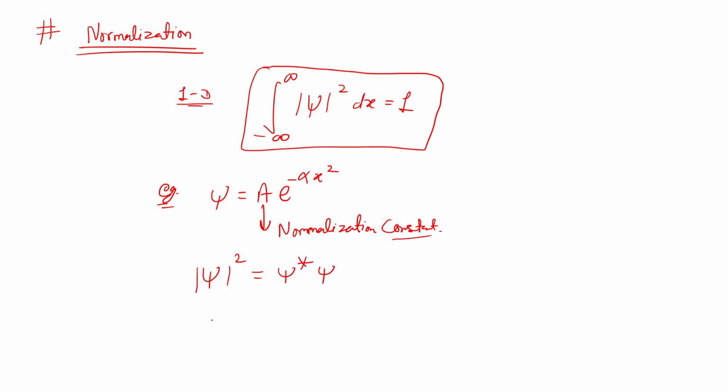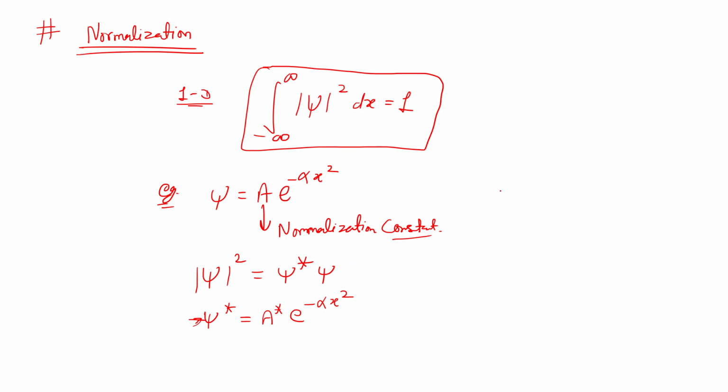Here you have psi as a real function. You see there is no iota, so psi star will be similar. When you take psi star of this given wave function, it will turn out to be A star exponential of minus alpha x square. There will be no change in the exponential part. This is called the conjugate, psi star. So now you can easily get psi square, and then you can put it in this integration.